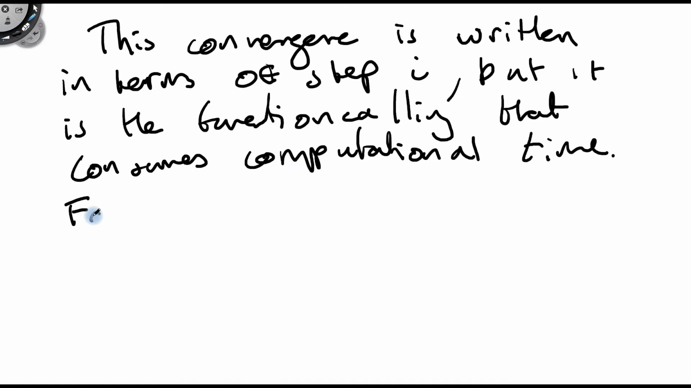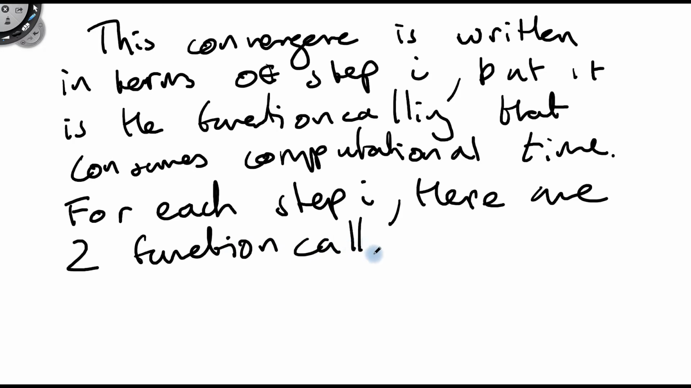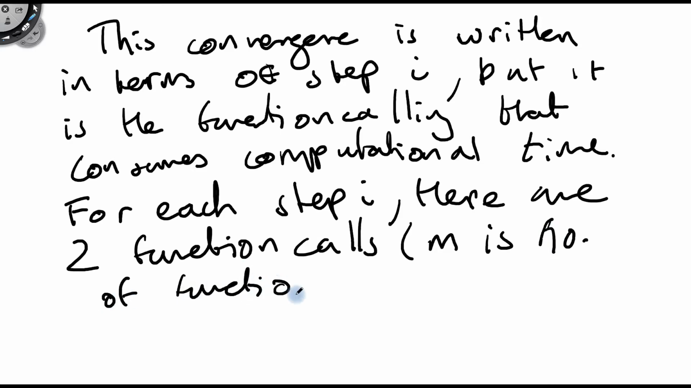So for each step, there are two function calls. I'm going to call m another integer. m is the number of function calls. Yeah, of course, the reason we have two function calls is we're looking at c plus epsilon and c minus epsilon. Those are the sort of each step. And it'd be important to know this because the next method tries to make an efficiency out of that bit of the algorithm.